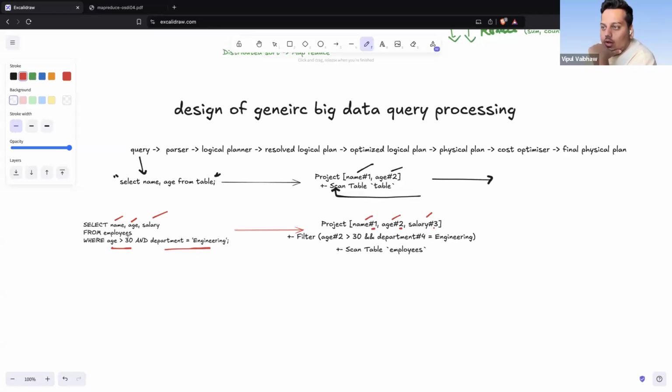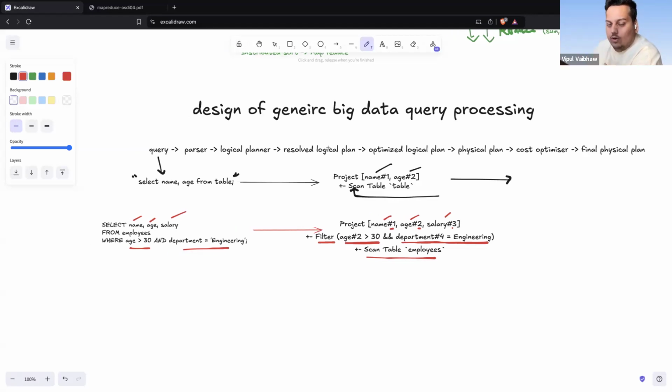Here is a filter clause which says the age is going to be more than 30. By the way, good question, Arjun. And the department should equal engineering, right? And where are you going to get these things? You're going to get them by scanning the table employees. Clear till here? Yes, no? All right, if you understood this, it means now you are in a position to understand.